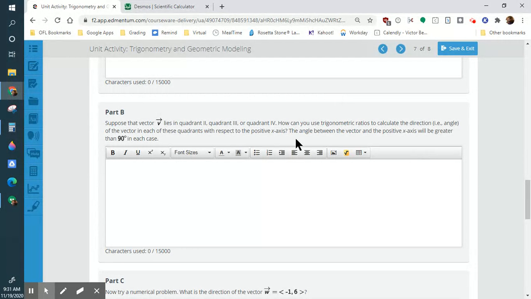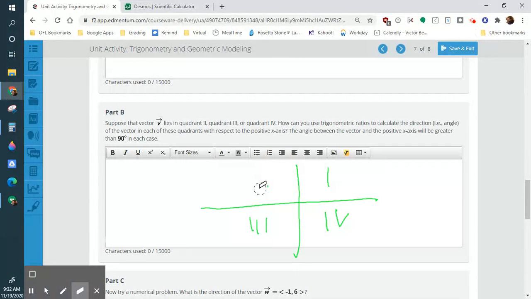How are we going to find the angle then? The angle between the vector and the positive x-axis will be greater than 90 degrees in this case. What if we were in quadrant 2? Let's review our quadrants real quick: 1, 2, 3, and 4. If I think of my vector being in quadrant 2, I'm going to have my x value over here and my y value over here.